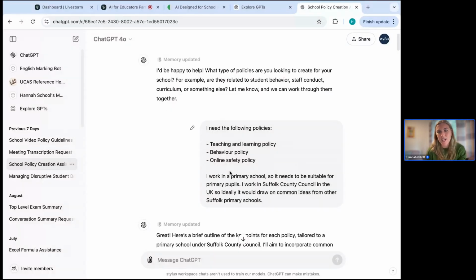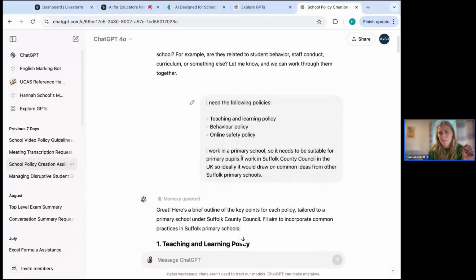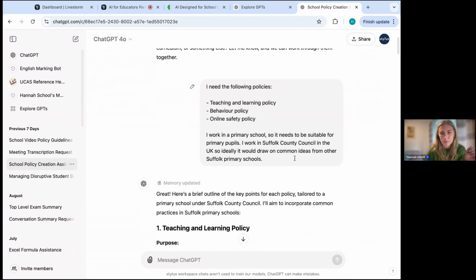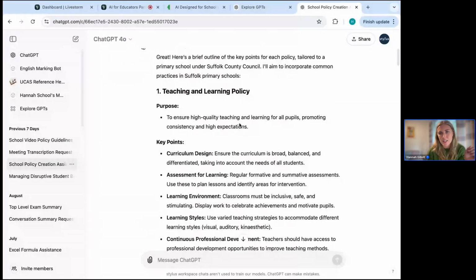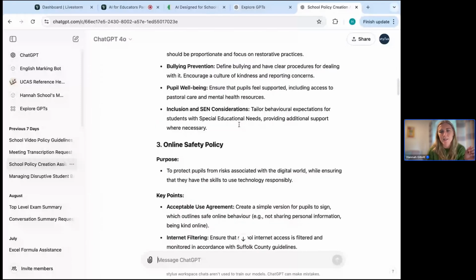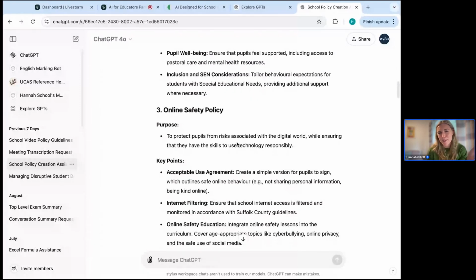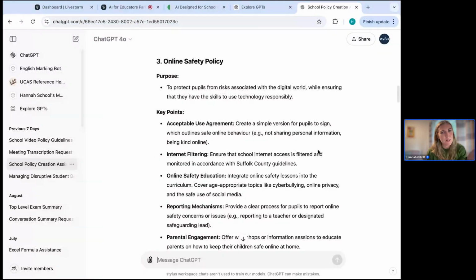So I gave it three that I'd picked because I thought they would help me with my demonstration GPT for the next part of this. I gave it something a bit more specific. I said I work in Suffolk County Council, so I need it to draw from common ideas from other Suffolk primary schools. That's obviously not true, but I thought that would help narrow down what we're searching. Then it gave me some slightly vague bullet points around a teaching and learning policy, a behaviour policy, and an online safety policy. I thought, well, that's okay, but I've seen policies before and that is not nearly enough detail to get what I want.